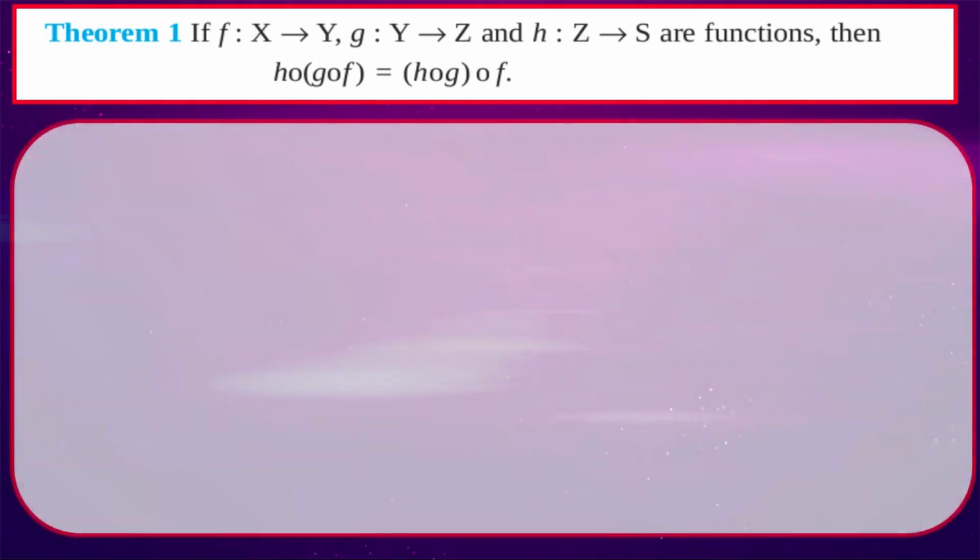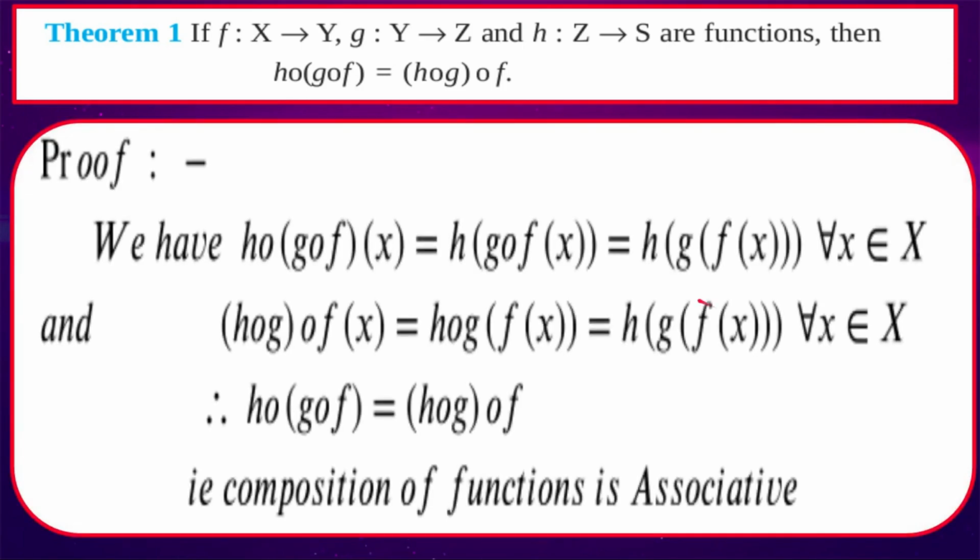See, so we have h composition g composition f of x equal to h of (g composition f of x), that is h of g of f of x. Okay, then right side, (h composition g) composition f of x is (h composition g) of f of x. It is same as h of g of f of x, so both are same, so left side is also same. Okay, easy. Therefore the composition of function is associative.